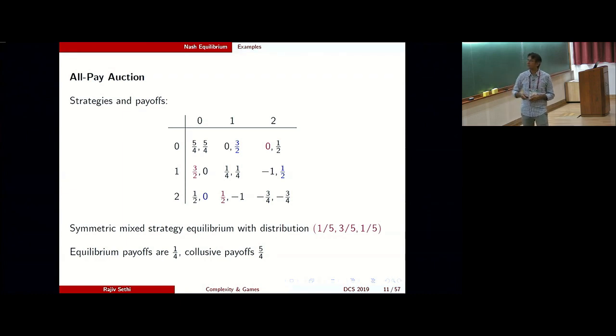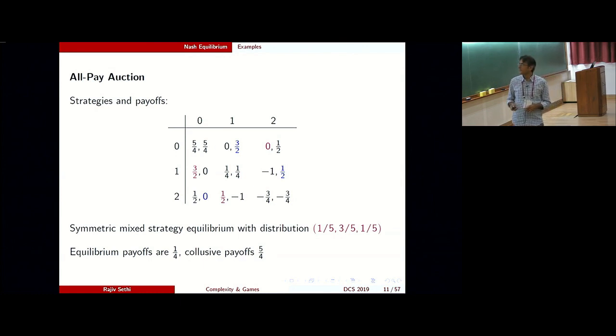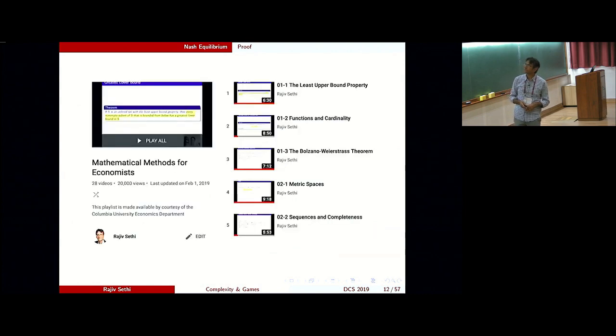And if you calculate the equilibrium payoffs, they are 1/4 to each player, because there'll be situations where they tie, and situations in which one player loses and pays a positive bid. And if they collude to both bid 0, they can get 5/4. So it's inefficient in the same way as you saw with that other game, but in a slightly more subtle way.